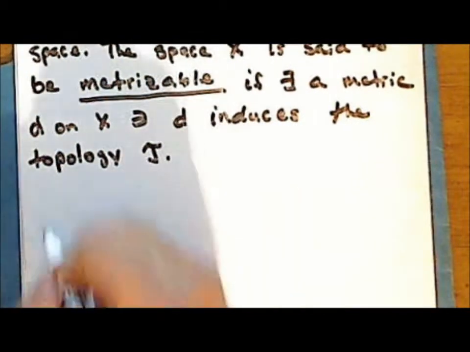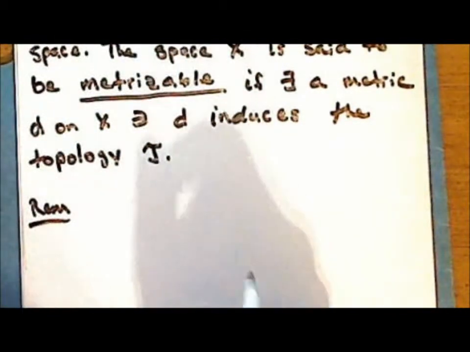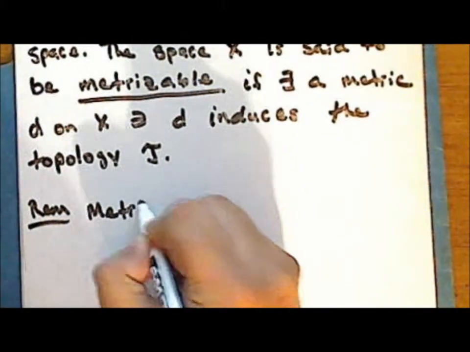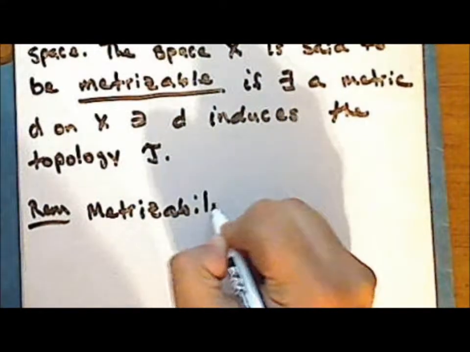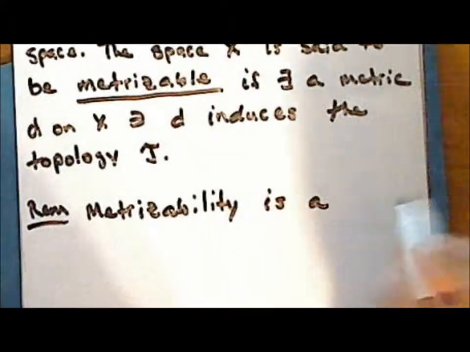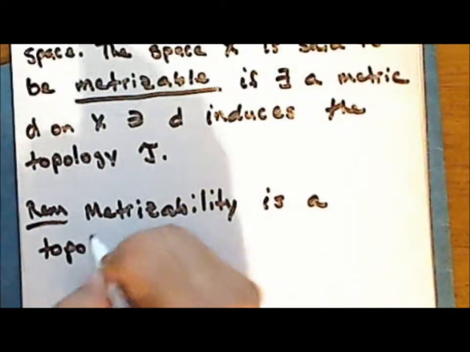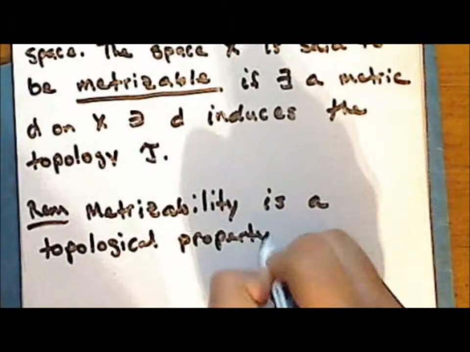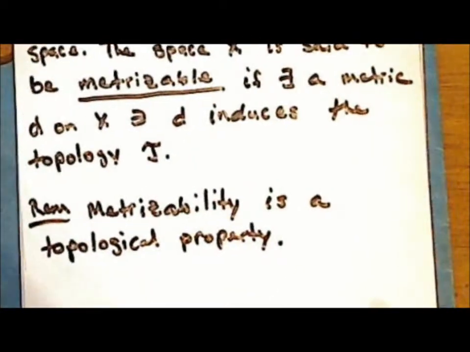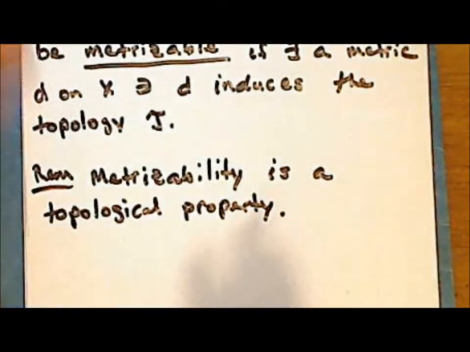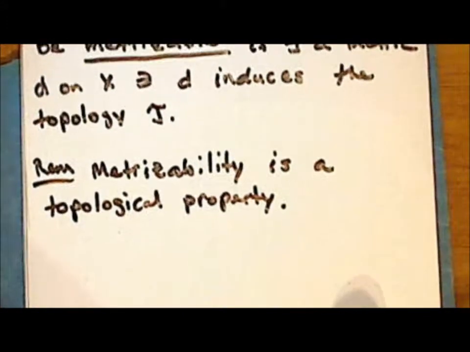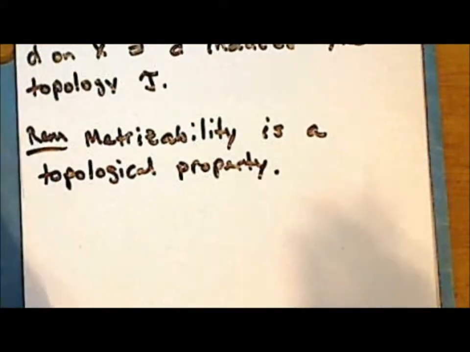But first note, or let me state, that metrizability is a topological property. That is, the condition of being metrizable is preserved by homeomorphisms. We will be looking at that in the next lecture, but I want to go ahead and state that now. All right.